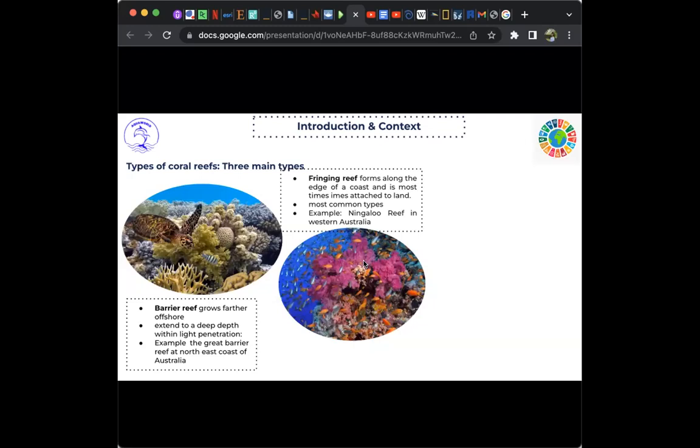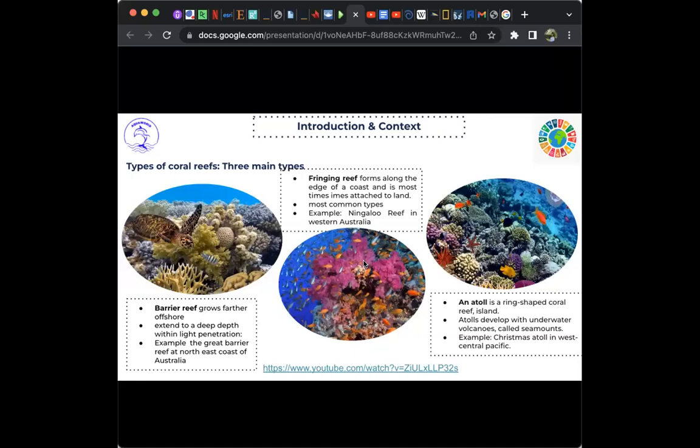Then moving to the third type of coral reef, we have an atoll. Atolls are reefs that develop with underwater volcanoes called seamounts. They are usually ring-shaped coral reefs, and they surround islands. One example of this kind of reef is the Christmas Atoll, found in the West Central Pacific.